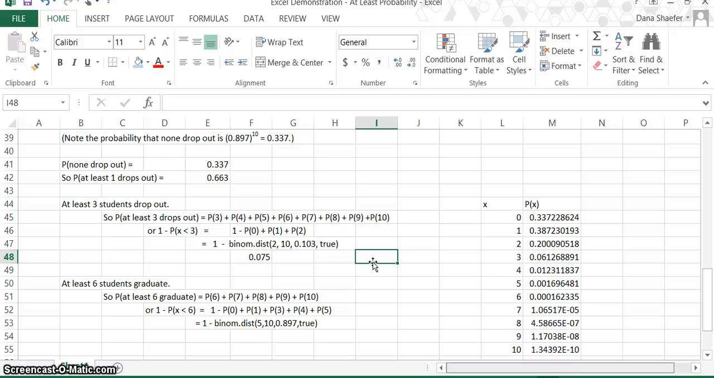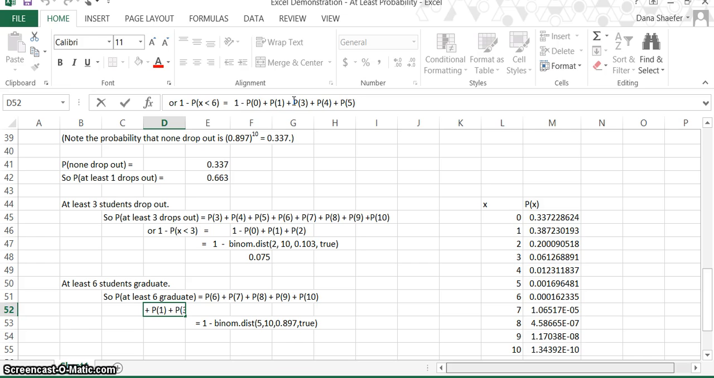Or I can use the complement in this case so that I can use that cumulative idea with the binomial, so that I can use that word true. And so in the second one, I can say the probability of at least 6 graduating is 1 minus the probability that none graduated, 1 graduated, 2 graduated, 3, 4, and 5. Again, I randomly didn't put the probability of 2, so I'm going to put that in there. So I'm going to correct this.